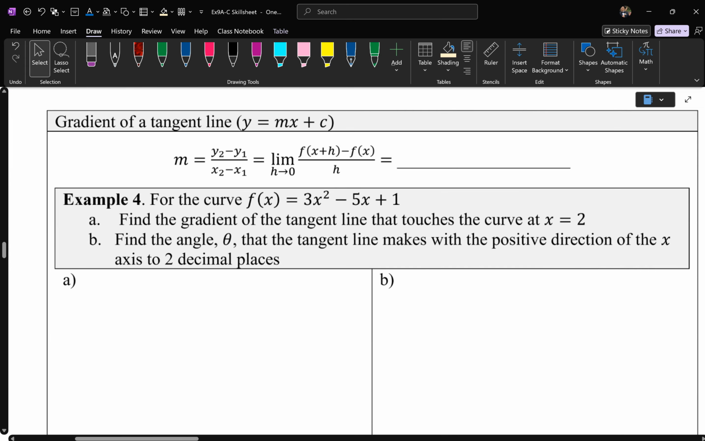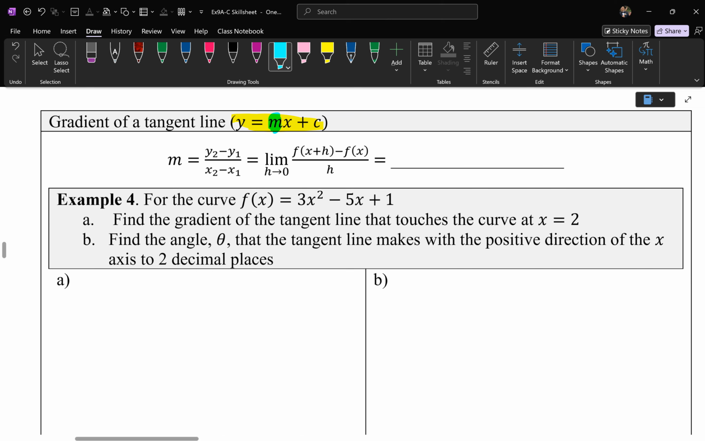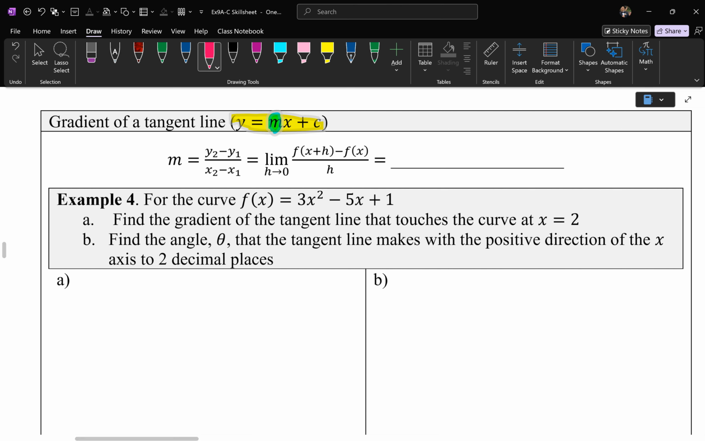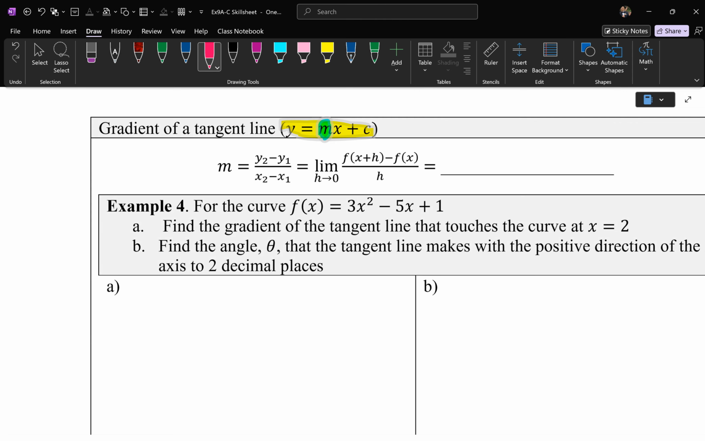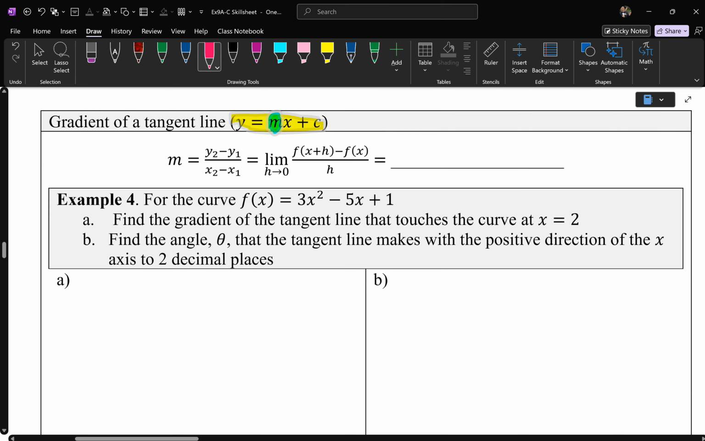All right, gradient of a tangent line, y equals mx plus c. We know that when you're finding the derivative, what you're really finding is the gradient of the tangent line at one point. So when you're finding first principles, what you're really finding is the gradient. And if you're finding the gradient, there's a couple of formulas for the gradient. You've got y2 minus y1 over x2 minus x1. You've got the first principles, which is the derivative. What else do you also have? There's also another rule that you had learnt.